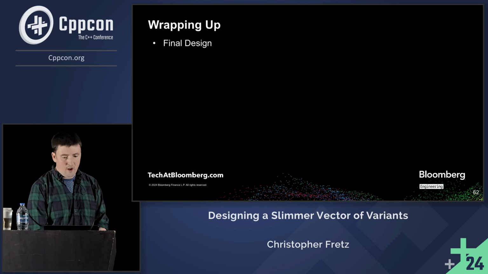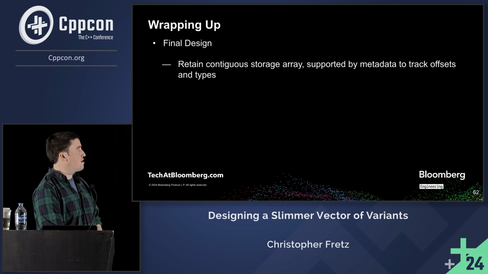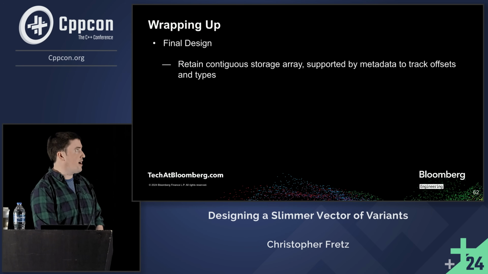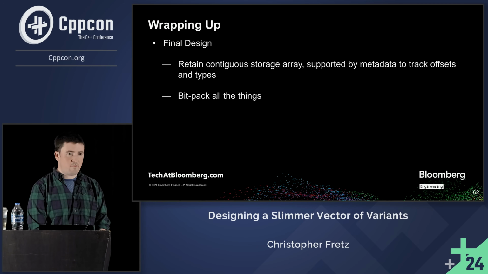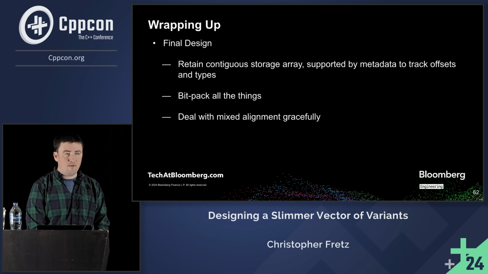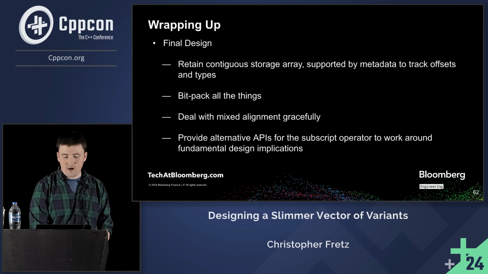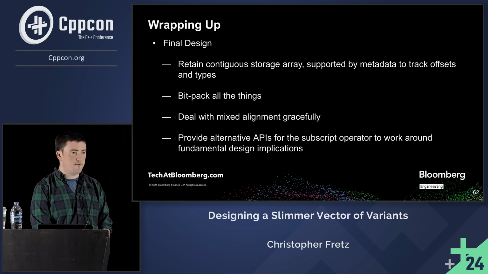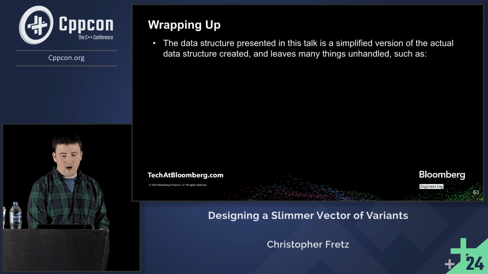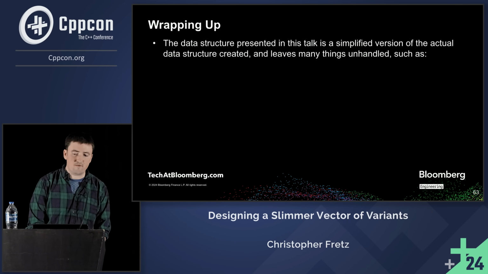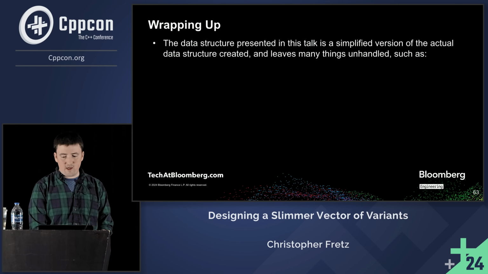But cool. So wrapping up on the final design here. We retain a contiguous storage array supported by metadata to track offsets and types. We bitpack all the things that we can. That's part of the way we save memory. We deal with mixed alignment gracefully. We provide alternative APIs for the subscript operator to work around fundamental design implications. And yeah, the data structure that's presented in this talk is a simplified version of what I actually put together. This talk leaves many things unhandled.